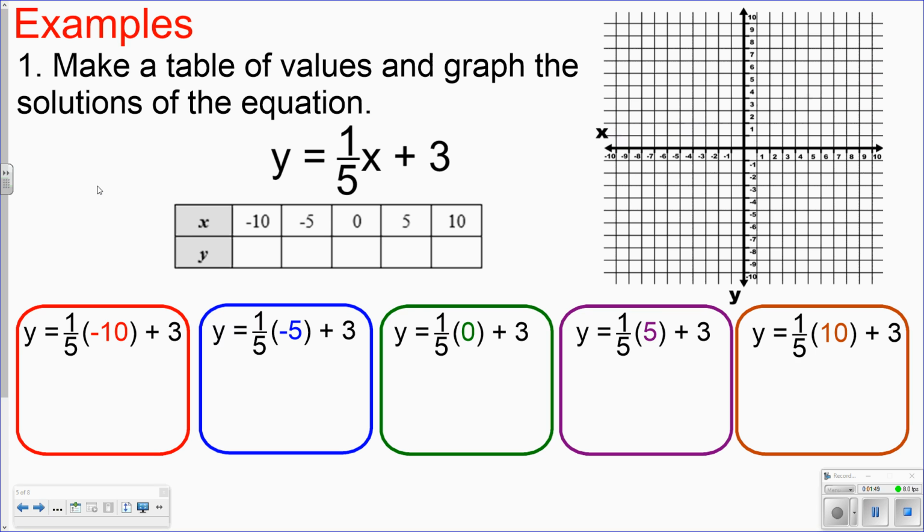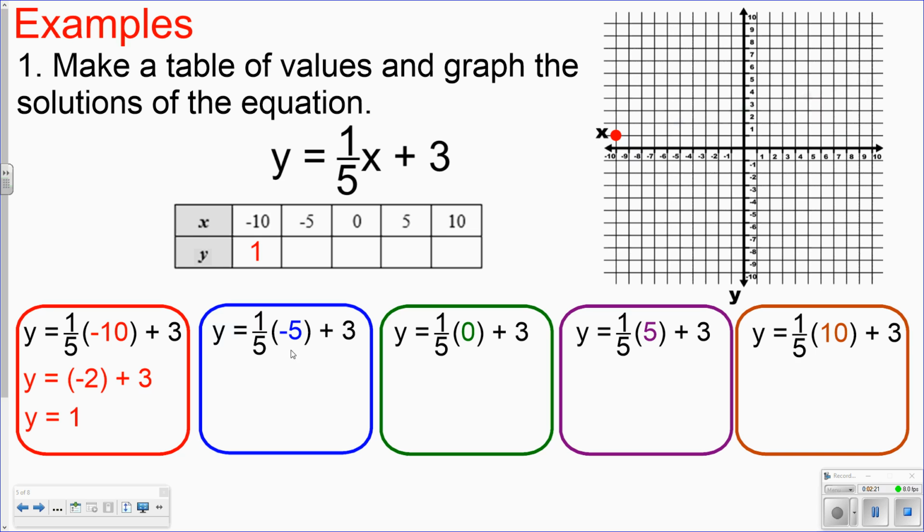So for example, make a table of the values and graph the solutions of the equation. So my equation is y equals 1/5 x plus 3. These are my x values here from the table, and I'm going to take each one and plug it in for x. So if I put in negative 10 down here, I'll do 1/5 times negative 10 plus 3. 1/5 times negative 10 is negative 2. So negative 2 plus 3 is equal to 1. So I put that 1 here, and I put it over in the graph.